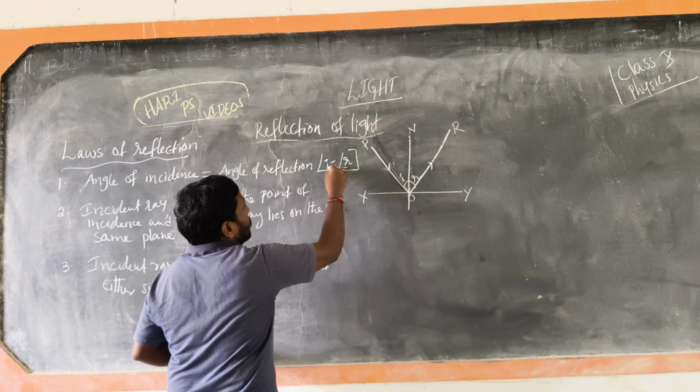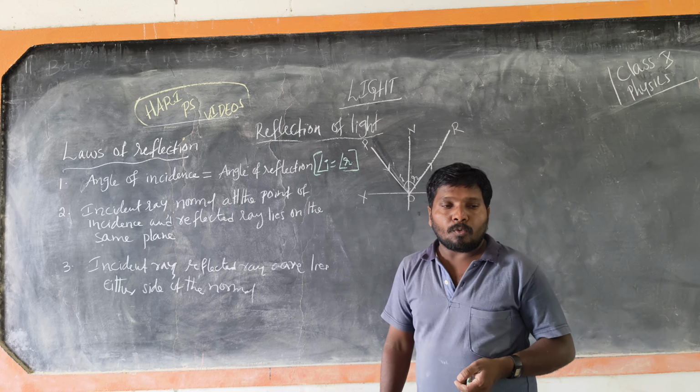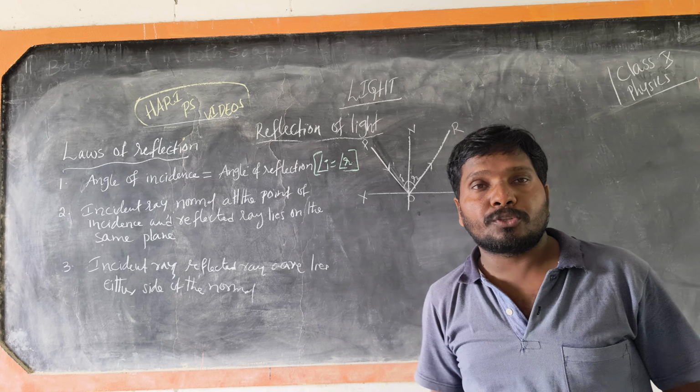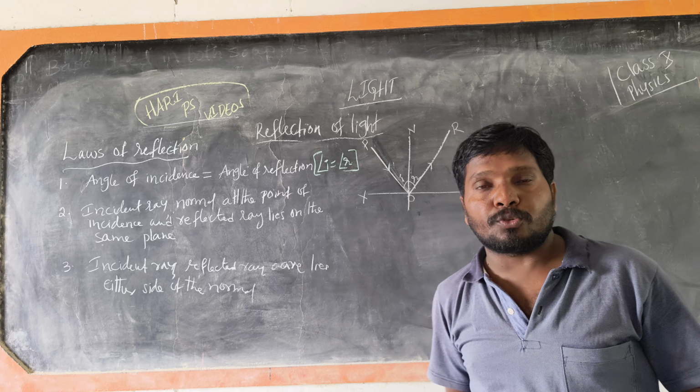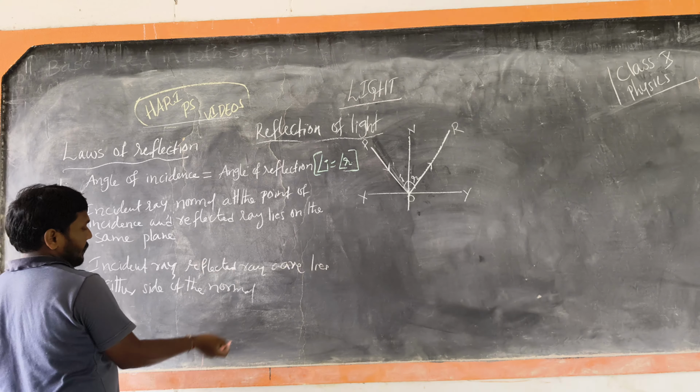Why is the angle of incidence always equal to the angle of reflection? Because light obeys Fermat's rule. What is this Fermat's rule?